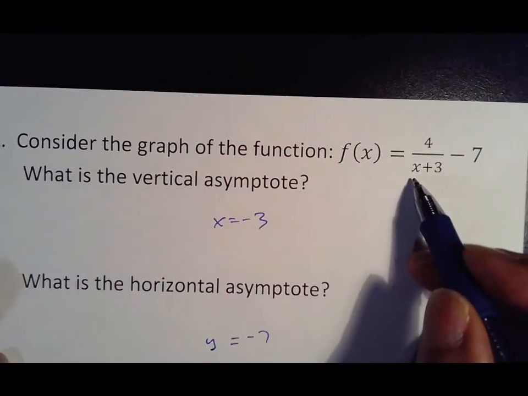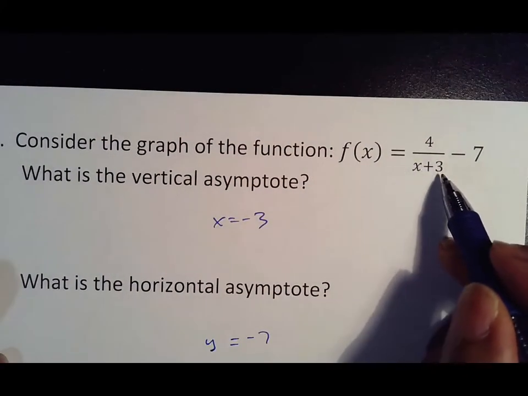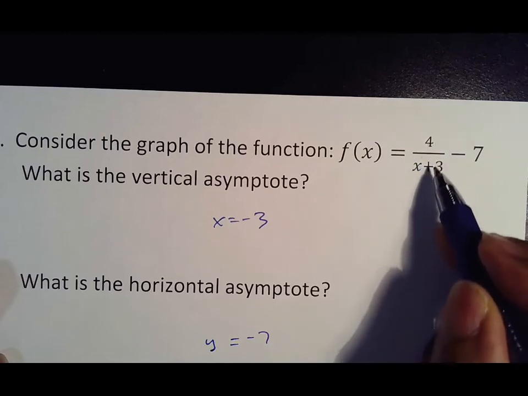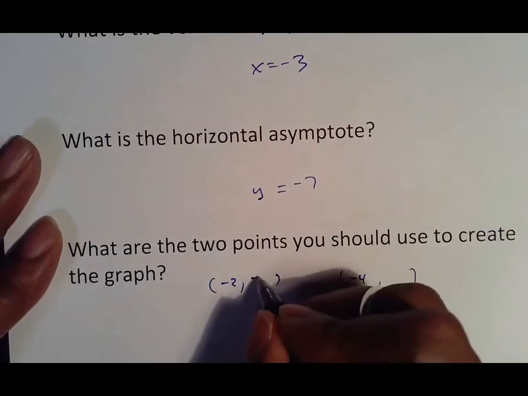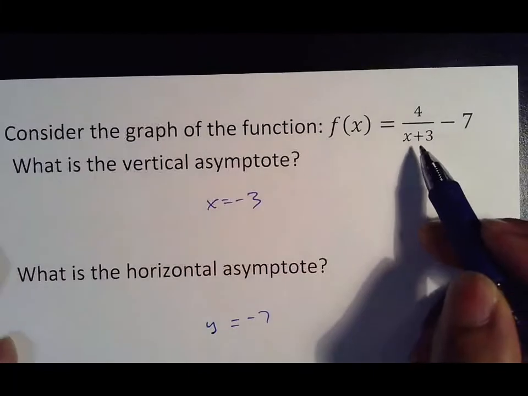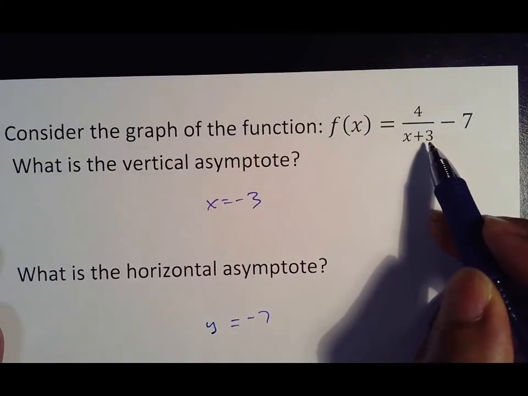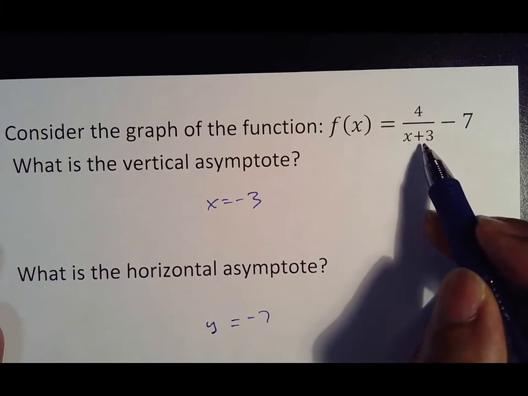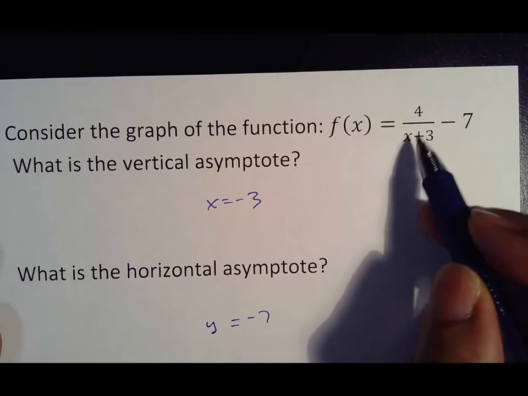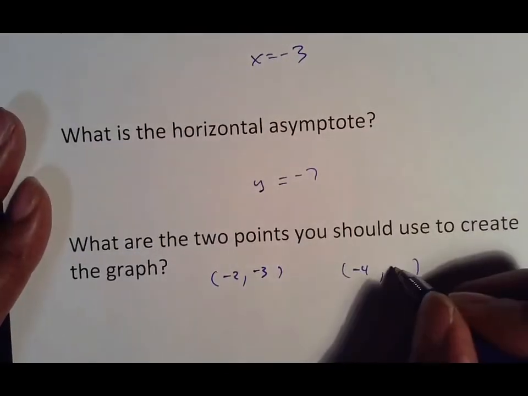When I put a negative 2 here, I get negative 2 plus 3, which is 1. 4 divided by 1 is 4. 4 minus 7 is negative 3. When I put a negative 4 in, I get negative 4 plus 3, which is, messing up, negative 1. 4 divided by negative 1 is negative 4. Negative 4 minus 7 is negative 11.